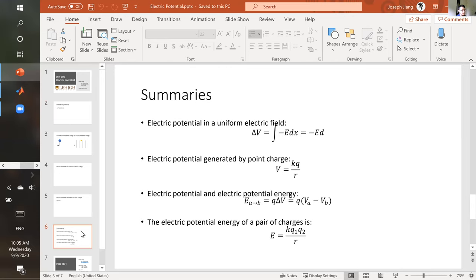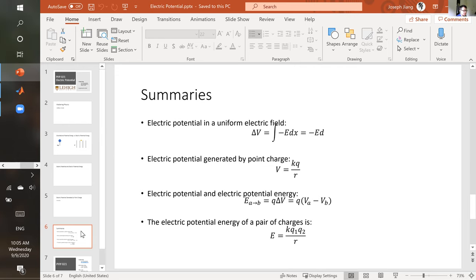Okay, so the first one, to calculate the electric potential, we are going to use the integral. We integrate the electric field over the space. If the electric field is uniform, then we can simplify the integral as the electric field times the distance. And the minus sign tells us the change of the potential is in the opposite direction of the electric field. And if we just ask you to calculate the magnitude, you can erase the minus sign.